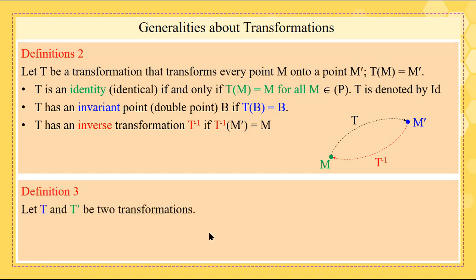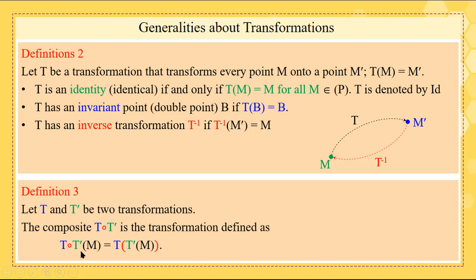Definition 3. Let T and T prime be two transformations. The composite T round T prime is a transformation defined as T round T prime of M is equal to T of T prime of M. Here T prime is a transformation that takes M onto M prime, and T is a transformation that takes M prime onto M double prime. Then T round T prime is a transformation that takes M onto M double prime directly.